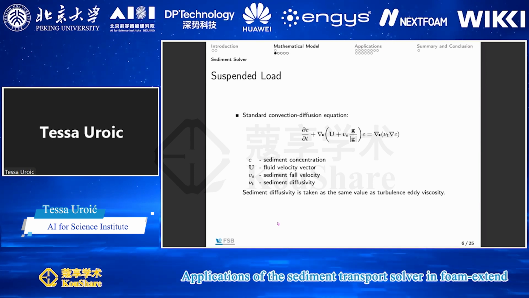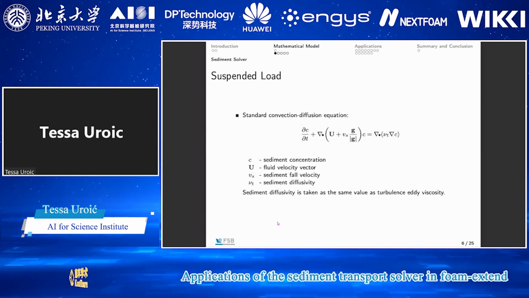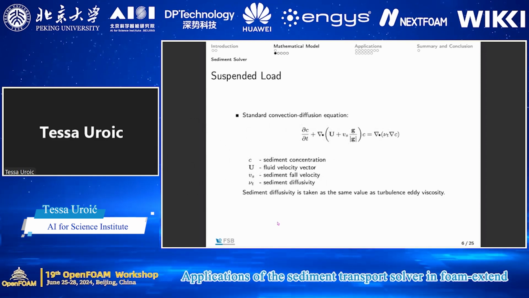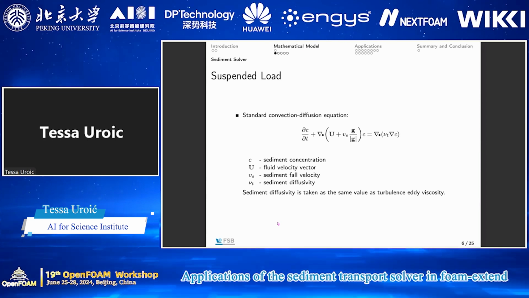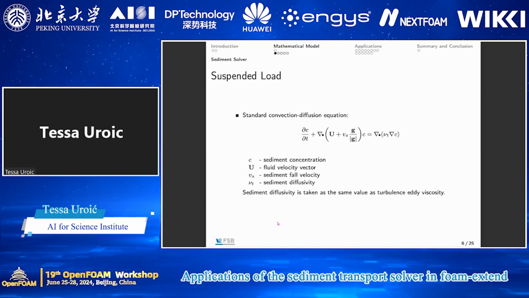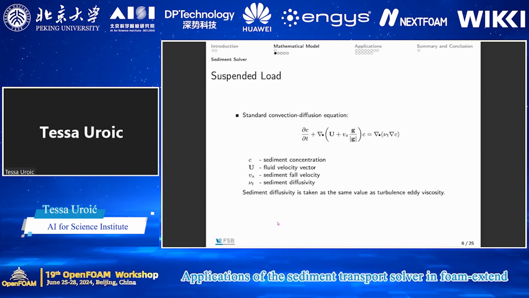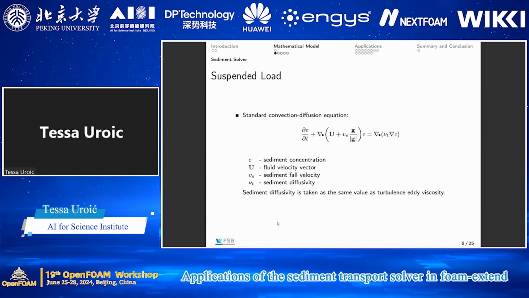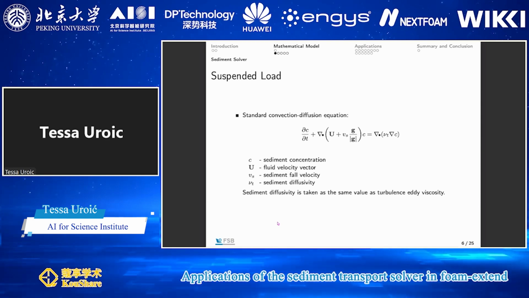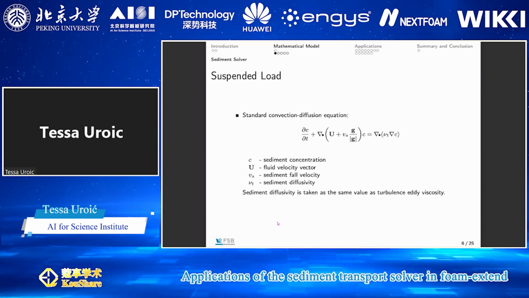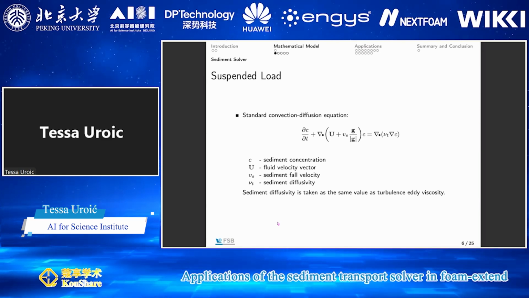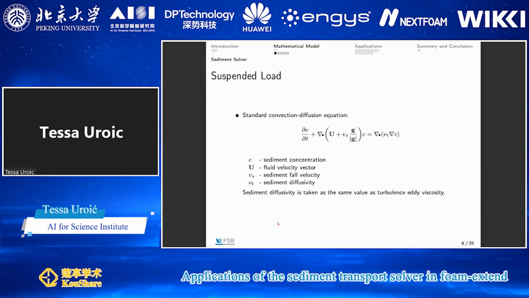So the equations that are being used, first, the standard convection diffusion equation for calculating the concentration of the sediment. So you have your general time derivative and you have a convection term which includes the fluid velocity, so the river, and also the gravitational effects, so the sediment falling from the water to the bottom. And on the right-hand side, you have your diffusion. So the diffusivity in the diffusion is taken from the turbulence viscosity value.